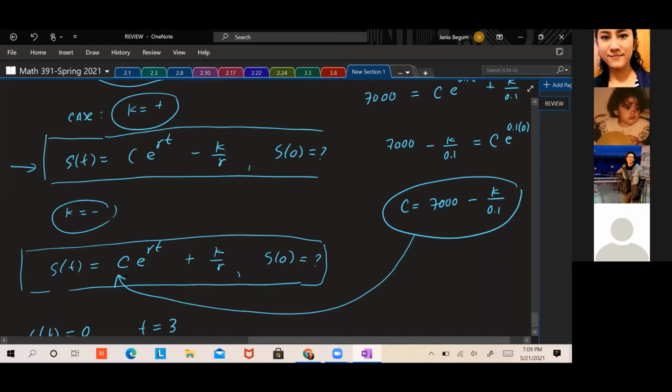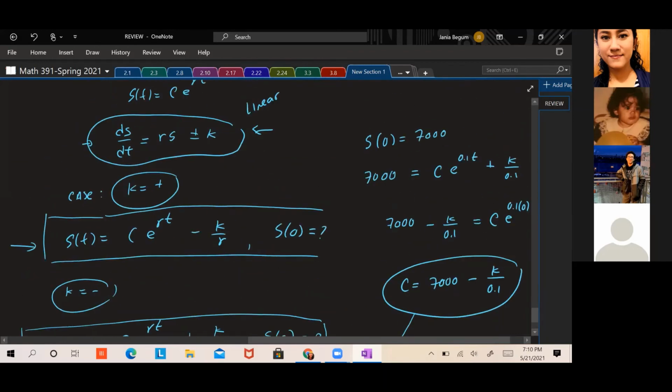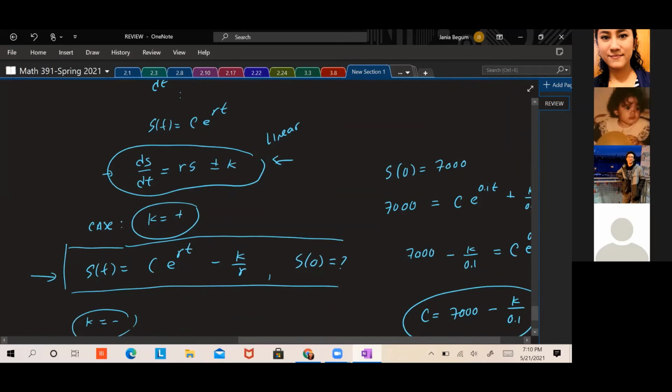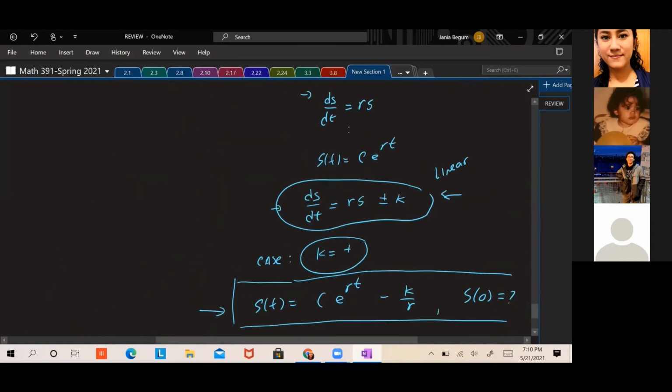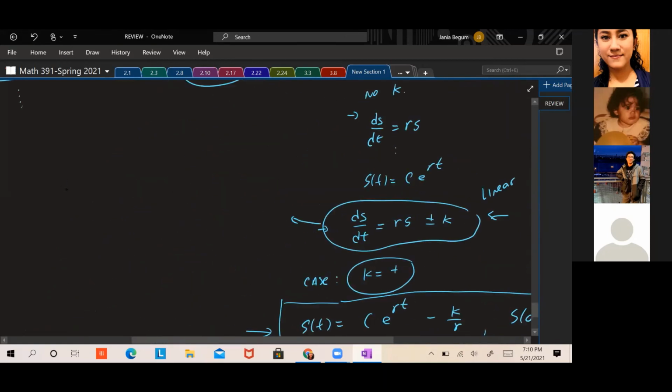Wouldn't it be negative? Wouldn't it be e to the negative rt? Did I miss a negative somewhere? Why would it be negative? No, I think it's positive, because if you solve it, right? Take a look at this equation. If you solve it, you have ds/dt minus r s equals negative k. So let's use that.